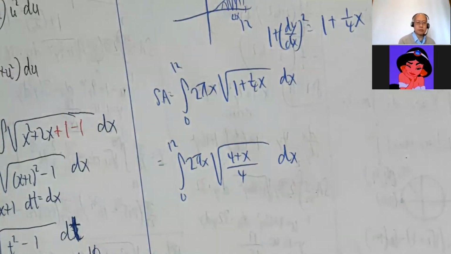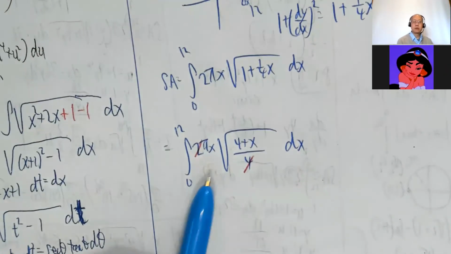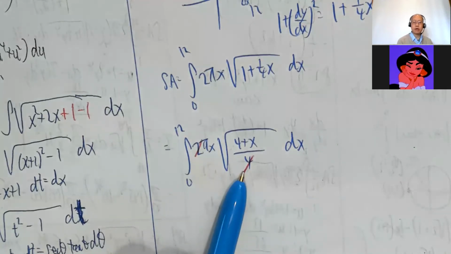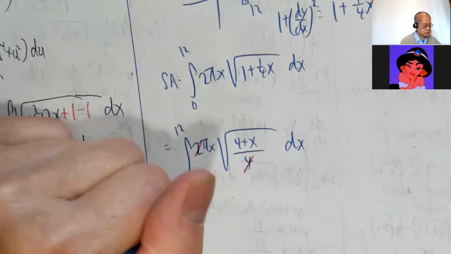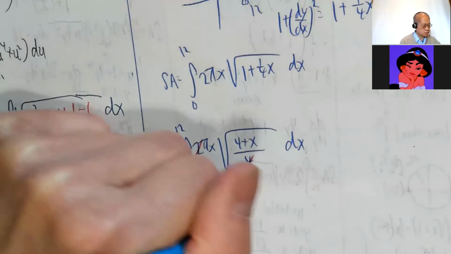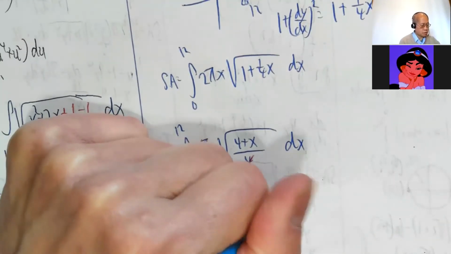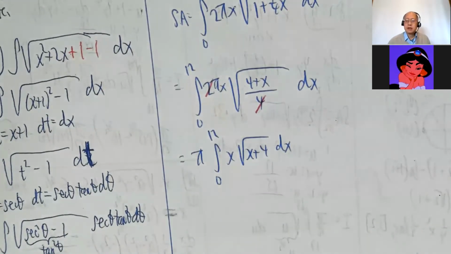And watch what I'm going to do. The 2 cancels the square root of 4 on the bottom. And take out the pi. Four plus x, let me write it as x plus 4, dx. Now you say, how do you integrate this?